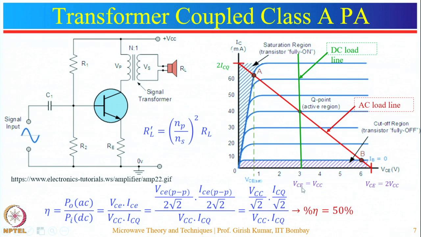So, in this case, VCEQ will be equal to VCC because there will not be any losses in this transformer. So, if you put the value of VCEQ and try to calculate the conversion efficiency, then it will come out to be 50%. So, by using the transformer coupled class A amplifier, the efficiency has been improved to 50%. In case you want to design a 10 watt amplifier, here you need to supply 20 watt of power.